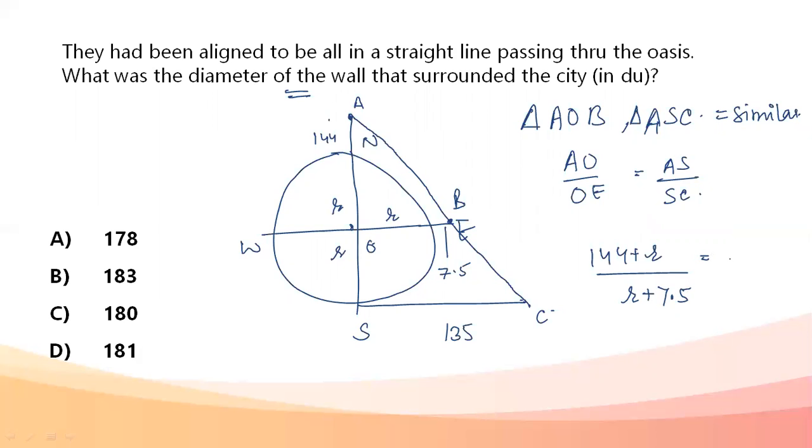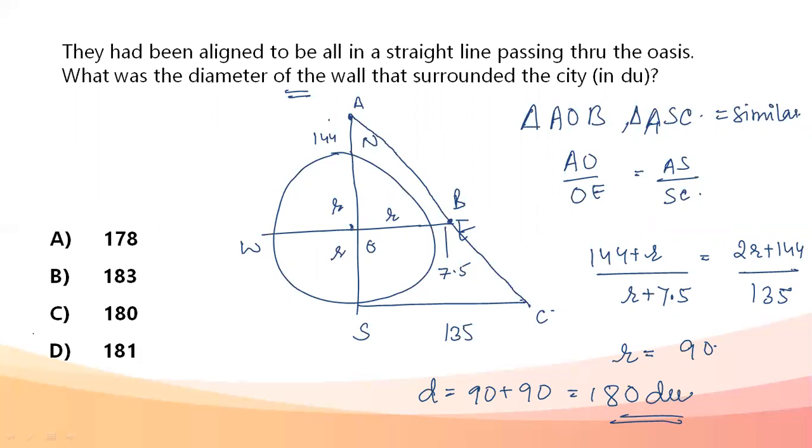What is AS? AS is r plus 144 becomes 2r plus 144 divided by SC. SC is 135. Now all of this reduces to one equation and one variable. When solving this, r comes out to be 90. So diameter becomes 90 plus 90, that is 180 units. Answer is 180 units. The only thing was to draw the diagram and get the answer.